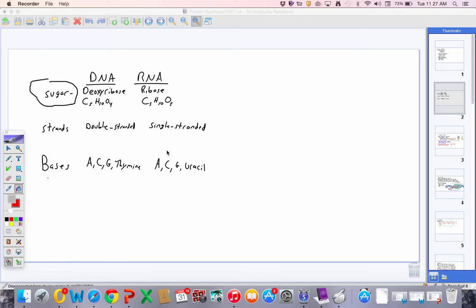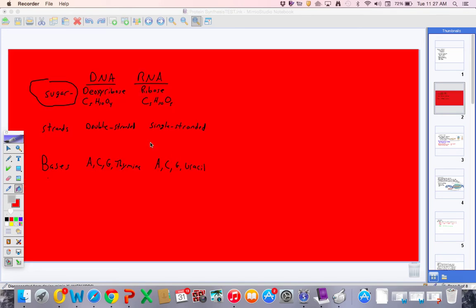So in RNA, adenine is complementary to uracil. So these two are complementary.